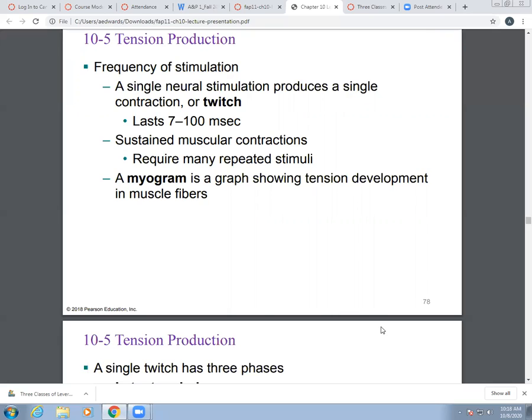So how do we measure this? You measure this with a myogram. Myo means muscle, gram for graph, and it shows you tension over time.